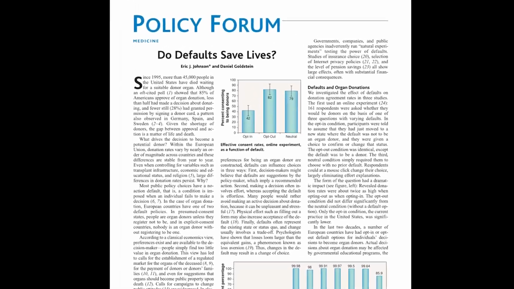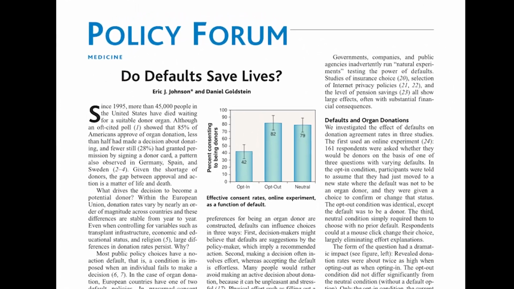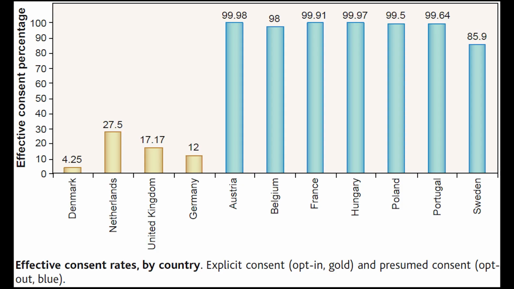So let me give you a couple of examples. Here's a really famous example from 2003, a paper by Johnson and Goldstein. And in this paper, they looked at organ donation rates across Europe. Now you'll see that looking at this bar chart, there's basically two groups of countries. Those countries on the left who donate very little, and those countries on the right who donate a lot. Now, how come there's such a huge disparity between the two groups? How come there's not a smooth gradient in organ donation?